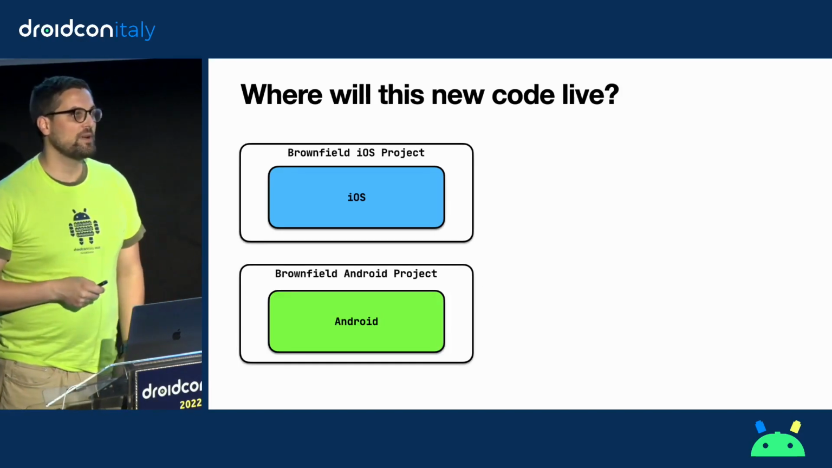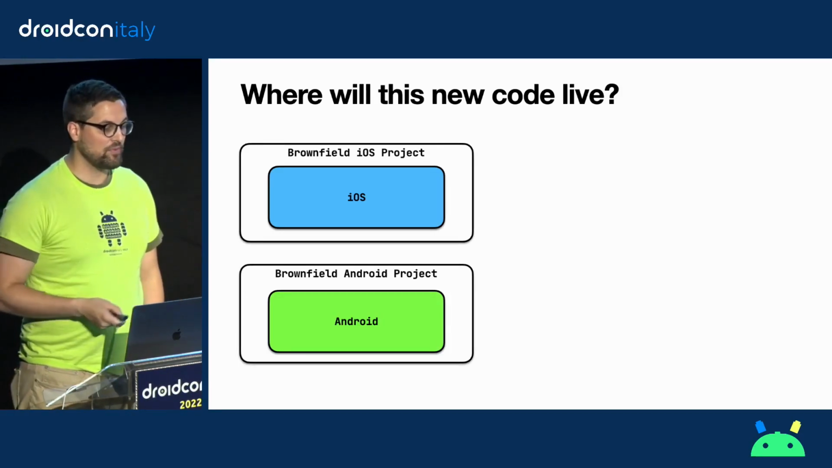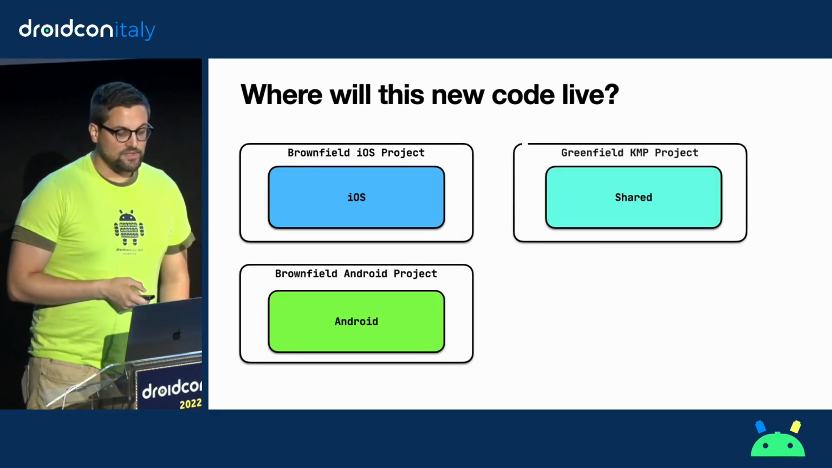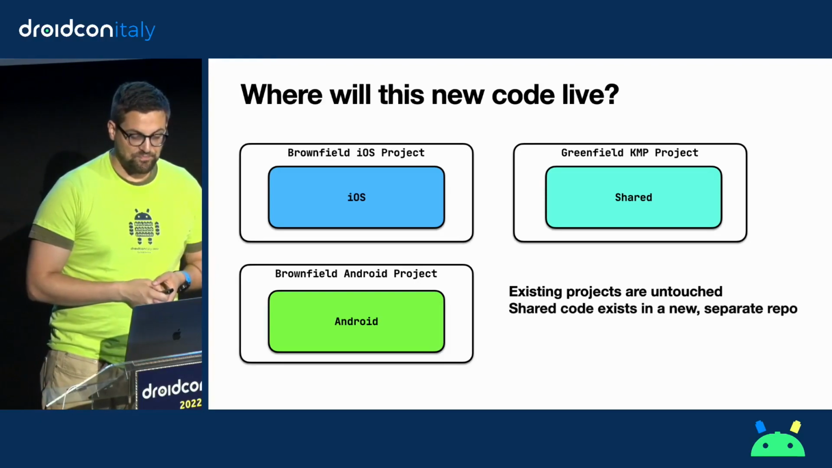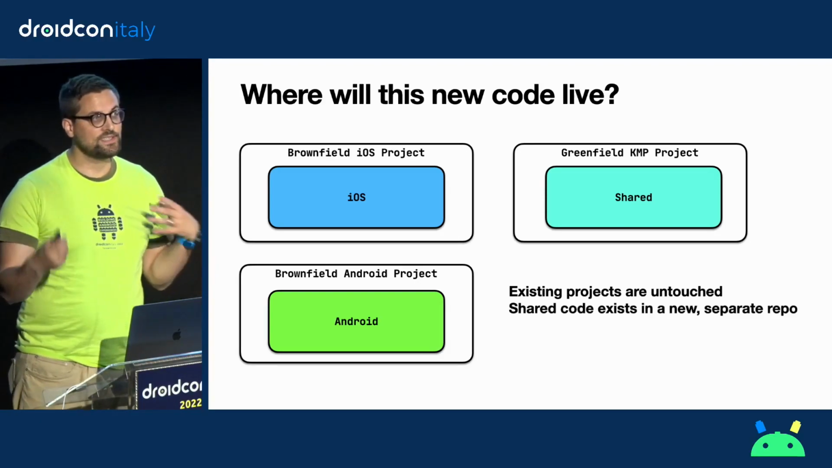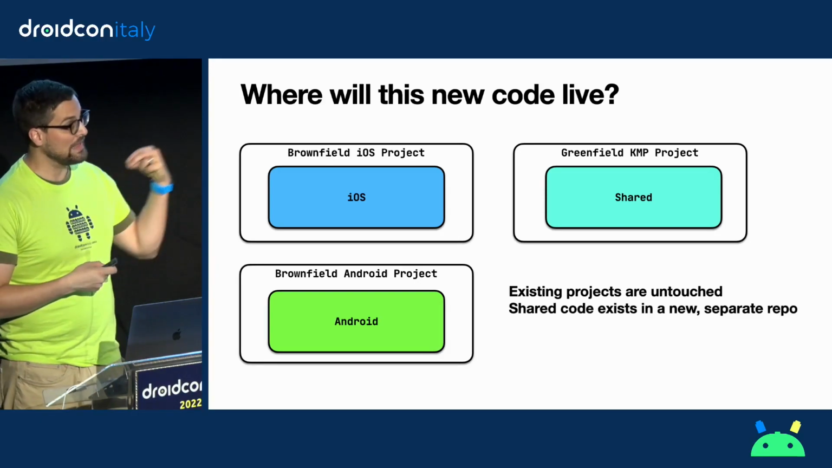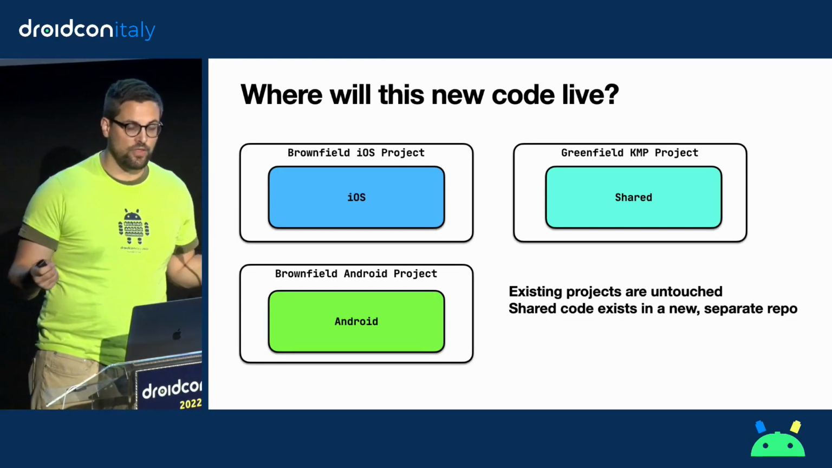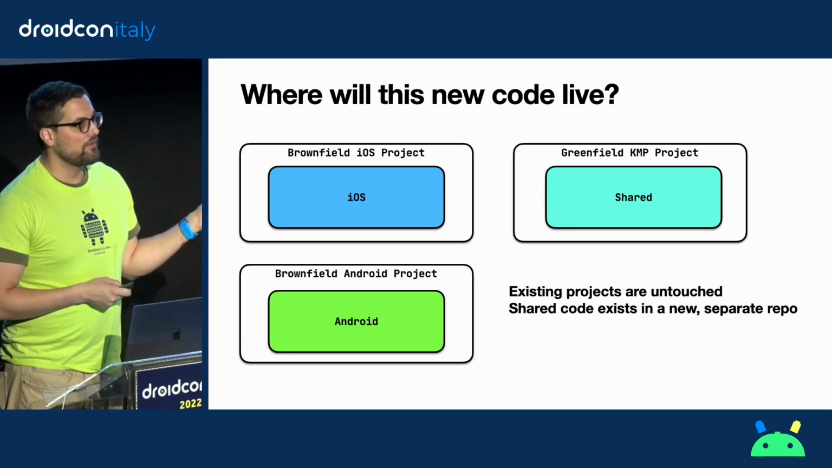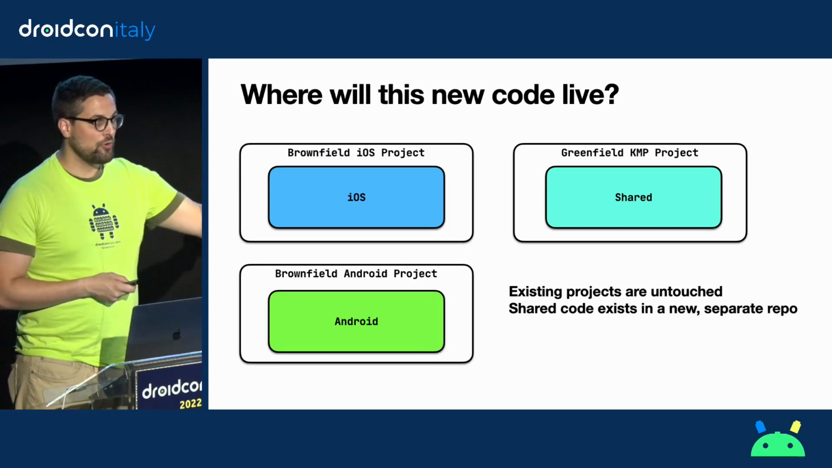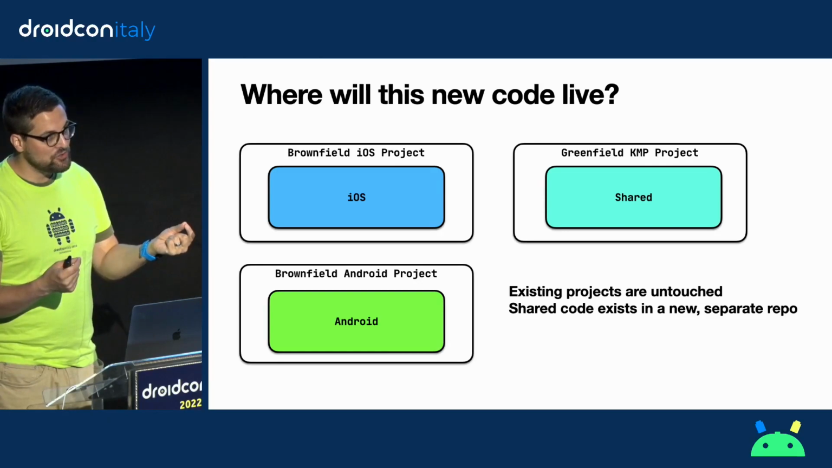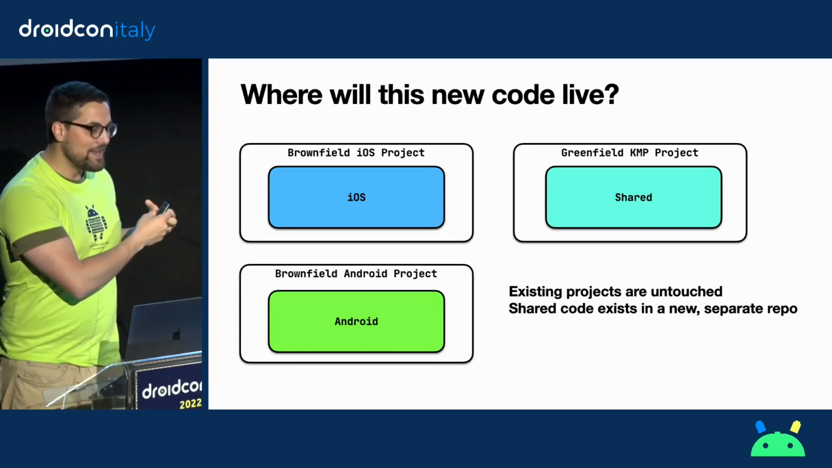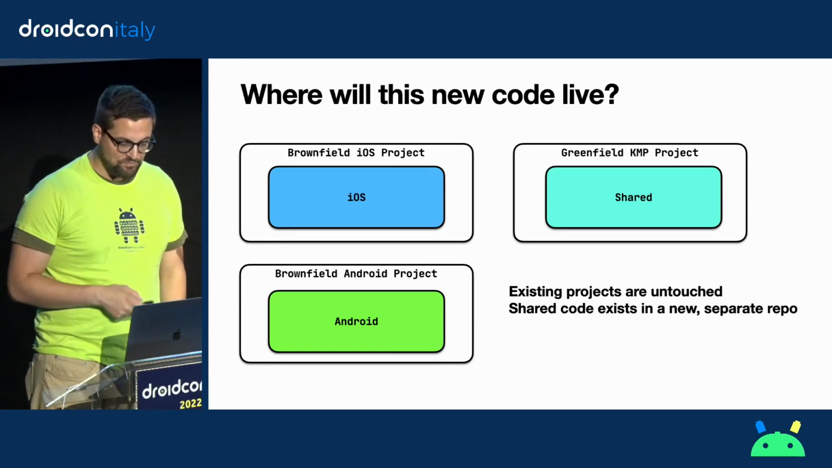We've got our Brownfield iOS application. We have our existing Android application. And we went this route of creating a new separate project for KMP. So in this scenario, the existing projects are untouched other than ultimately integrating a new dependency like we do all the time. The shared code, however, is brand new, exists in this other repo, and this whole exercise basically comes down to how to get that code integrated over into the other projects.